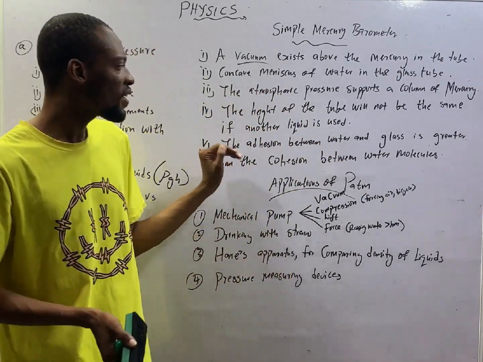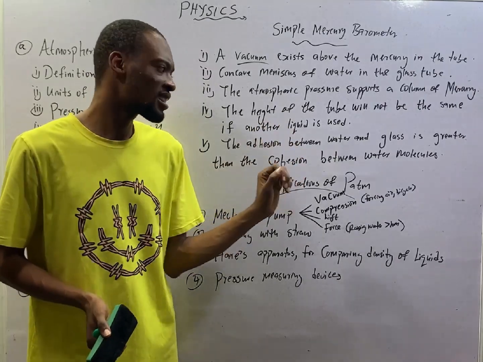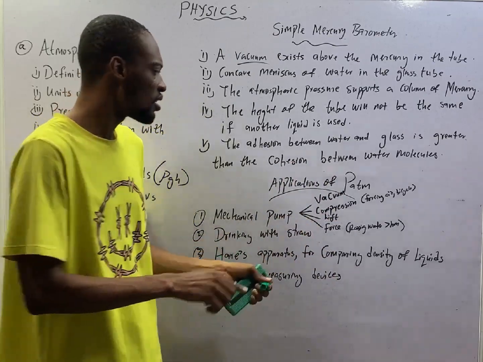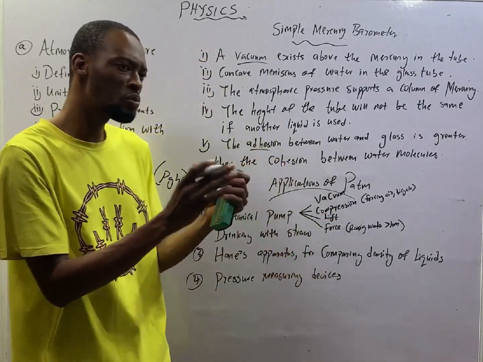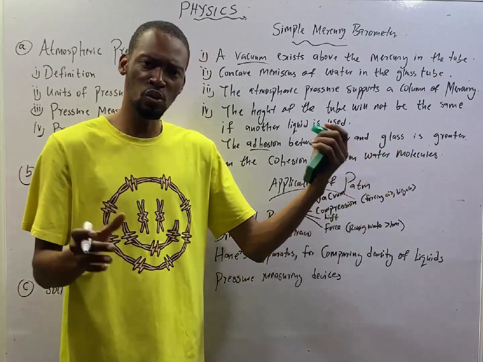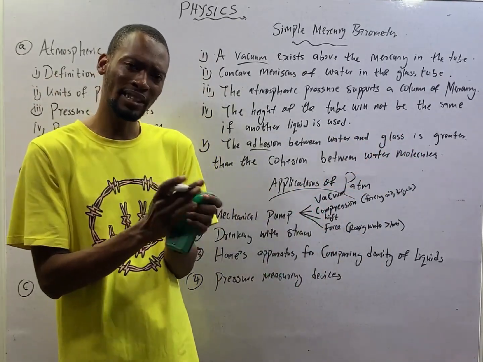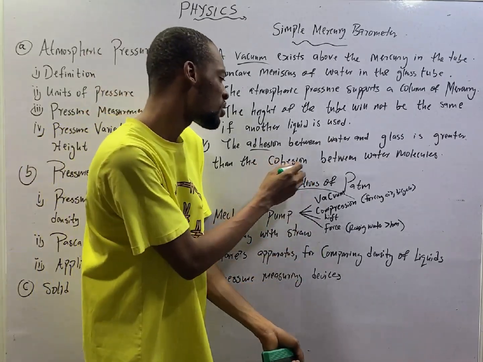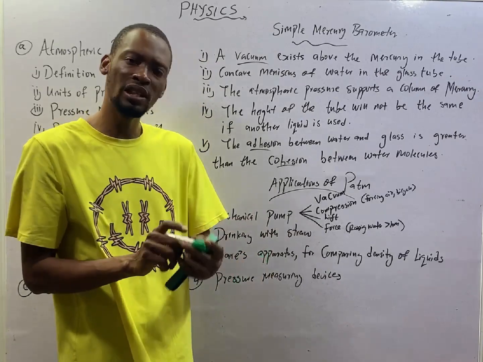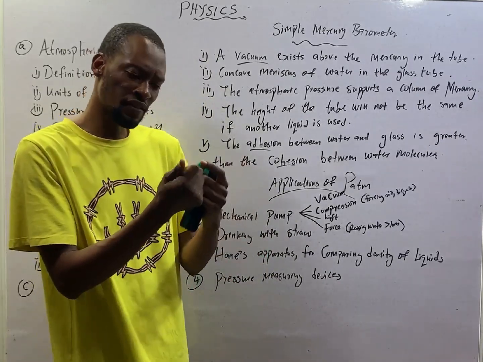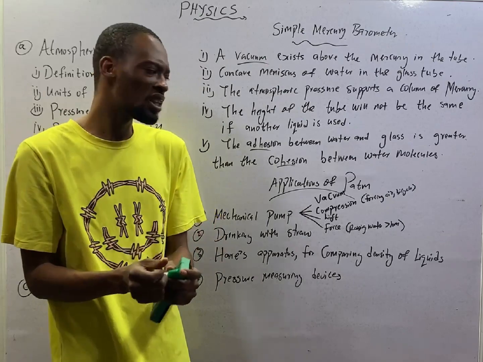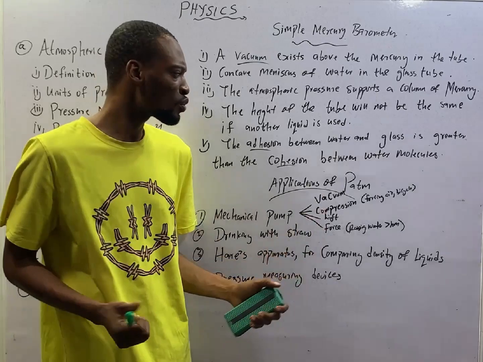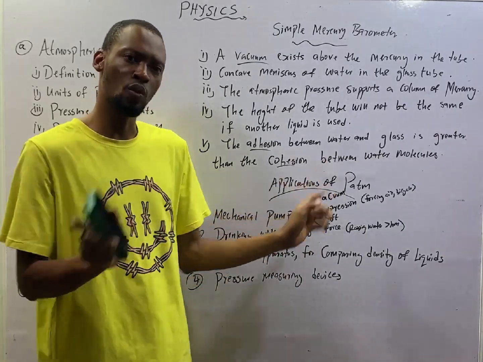And the adhesion between water and glass is greater than the cohesion between water molecules. Adhesion is the force of attraction between two molecules. Like water and glass are two molecules. The force of attraction between water and glass is greater than cohesion between water molecules. Cohesion is the force of attraction between molecules of the same substance. So, force of attraction between water and water molecule is lesser than the force of attraction between water itself and the glass. This is why it is very easy for water to wet glass.